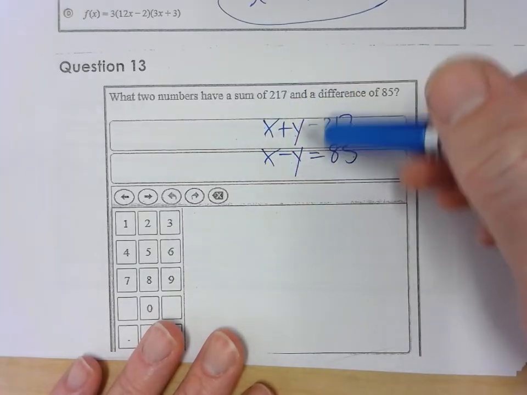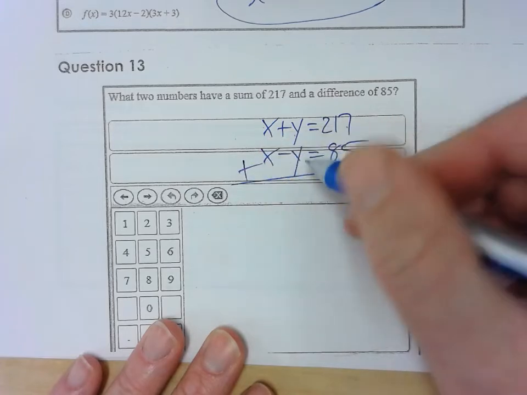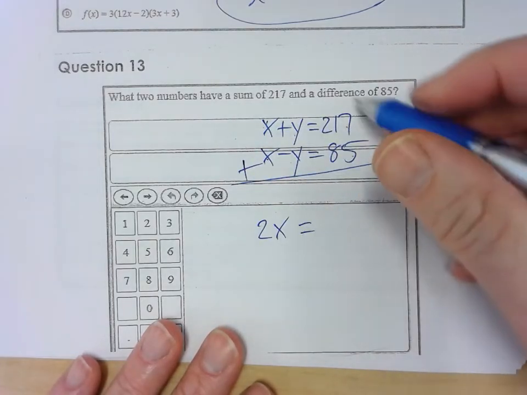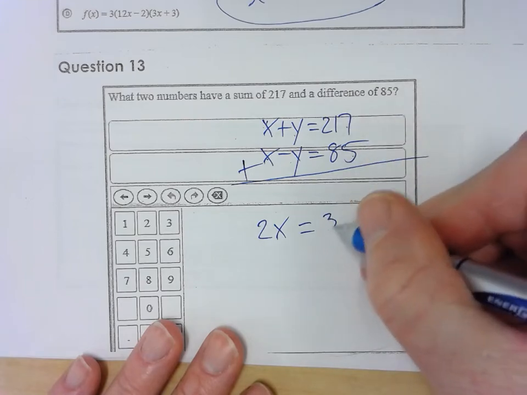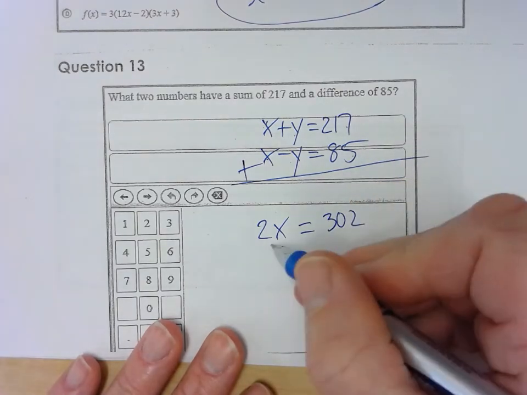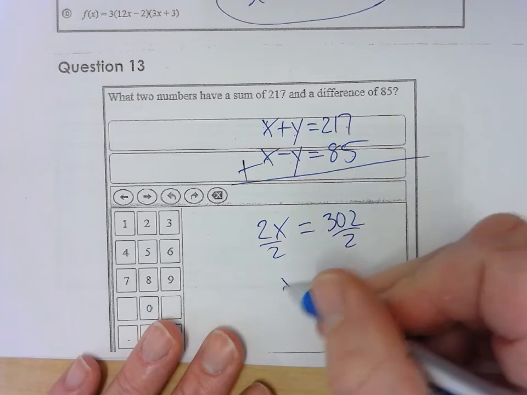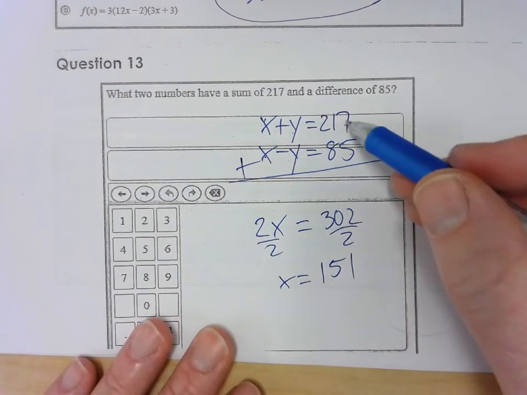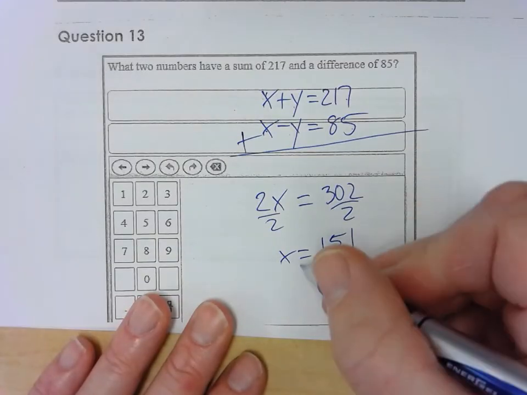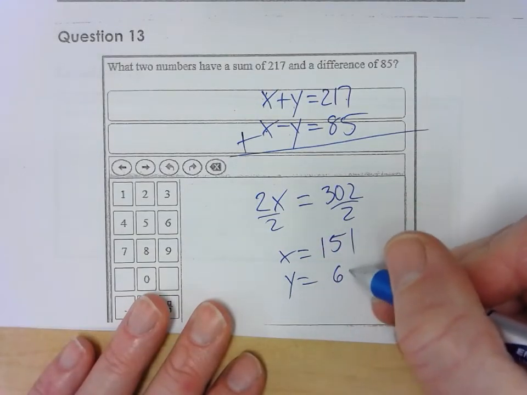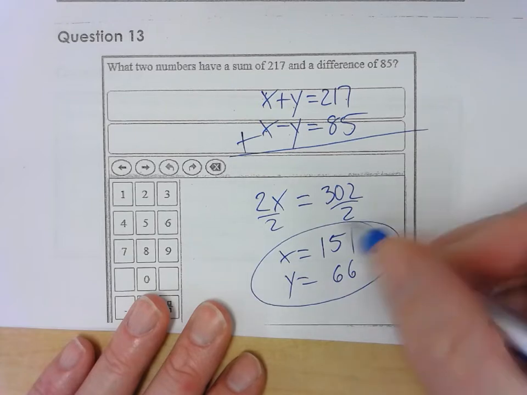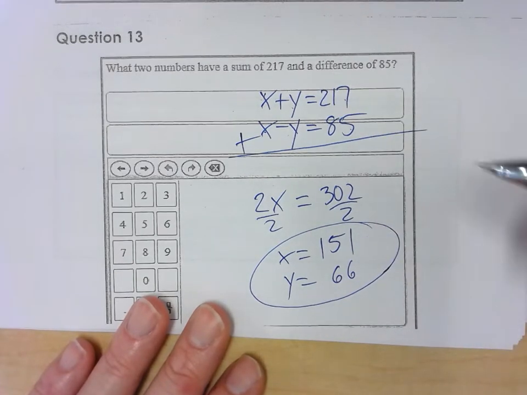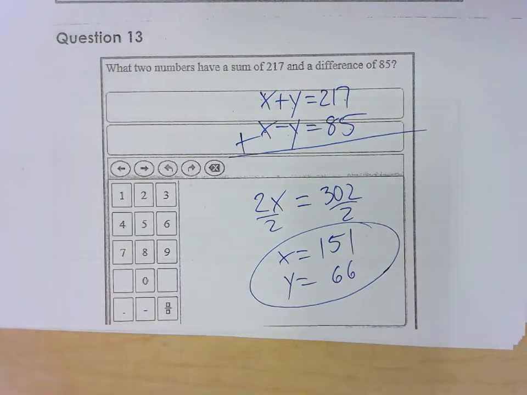We're going to eliminate y by adding the two functions together. So this plus this is 2x, and that cancels out. And then we add these two together, and we get 302. Then we divide each side by 2, and that gives me x is 151. And then if x is 151, and we got to make 217, so I need another 66. So y is equal to 66. So this plus this is that, and if we subtract the 2, we do get 85. So there's the quick way to do that.